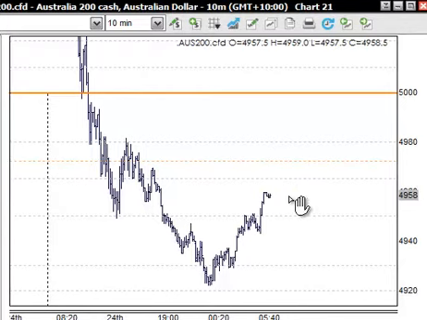So after 5 waves, we get an ABC correction, and then we get another 5 up. So we can expect to retest that high there. So just need to keep an eye on short positions as well, give them a bit of room to move, so to speak. Right, let's have a look at commodities.